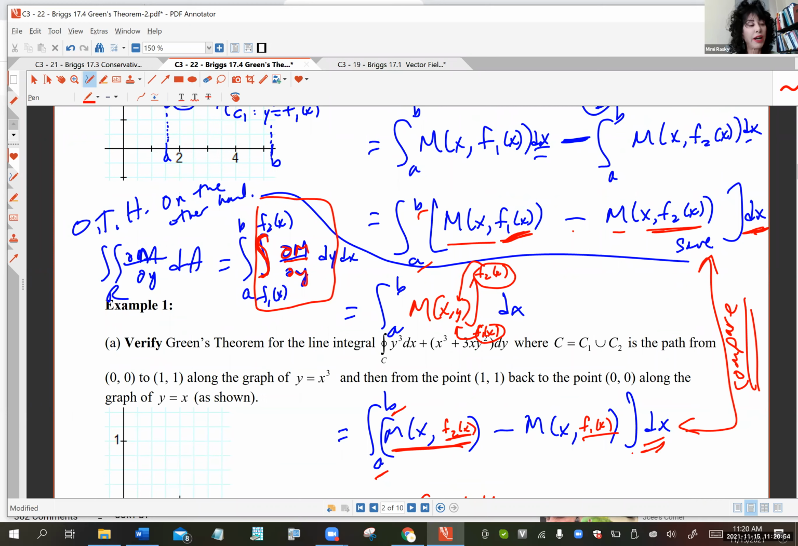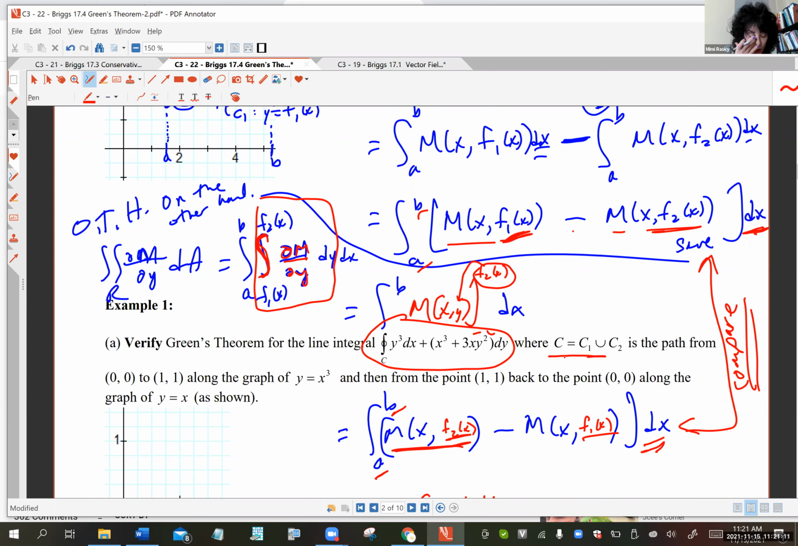When you do a verify, that is telling you it's going to be a hard problem because that means you have to do one side of the problem and then the other side. So what they're asking us to verify here is they want us to look at this line integral and verify that Green's really does work.